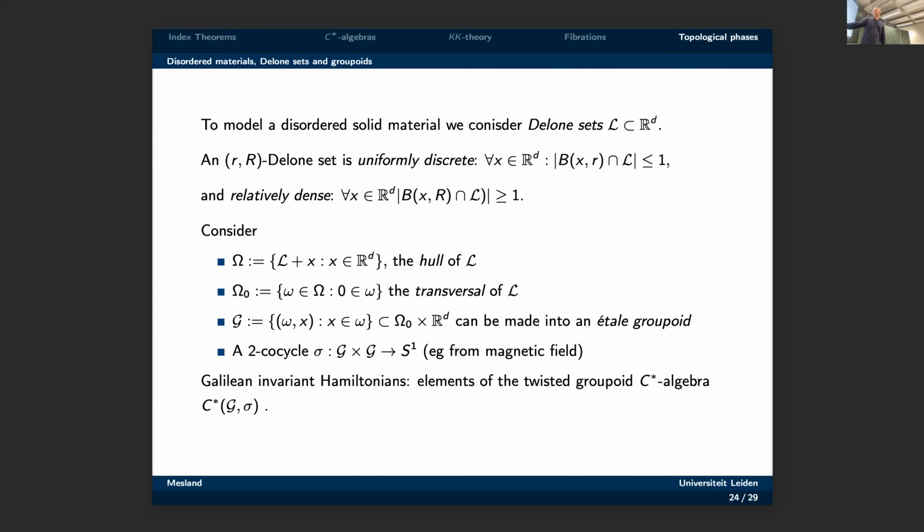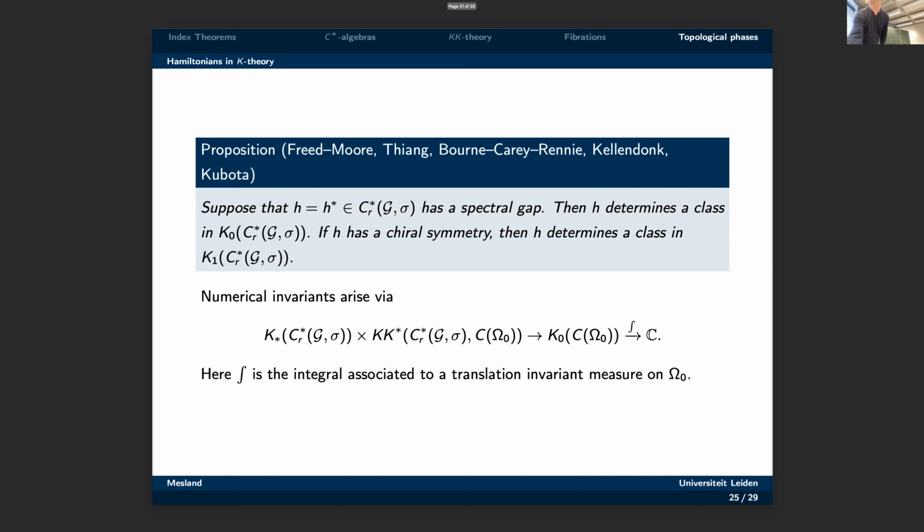They turn out to always define elements in this specific C-star algebra, which is always non-commutative, and the relevant physical operators are living in there. That's what this proposition says. And then you need some extra assumption, and that's the topological assumption on the system, that this Hamiltonian needs to have a spectral gap. And if it does so, then it defines a K-theory class.